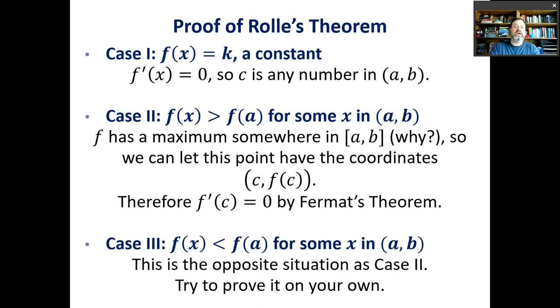What happens in case 3, if f of x is less than f of a? It turns out that's the opposite situation of case 2. I want you to try to prove that one on your own. Think about whether that would be true or false. Make sure you understand why there's a maximum somewhere in case 2. You should be able to verify that. We've covered it, and I want you to be able to recall all of these chains of reasoning. It's not logic, it's math. Math is not necessarily logic. We have to prove everything as we move along so that we can use it later. So that proves Rolle's theorem.